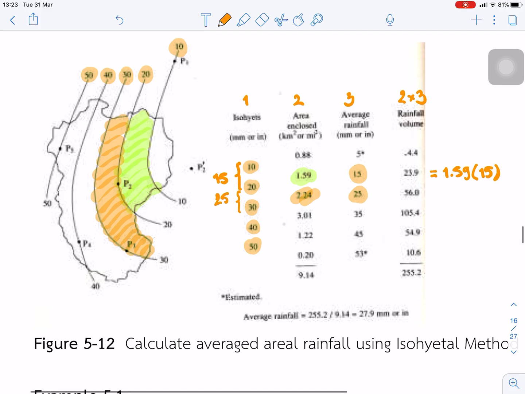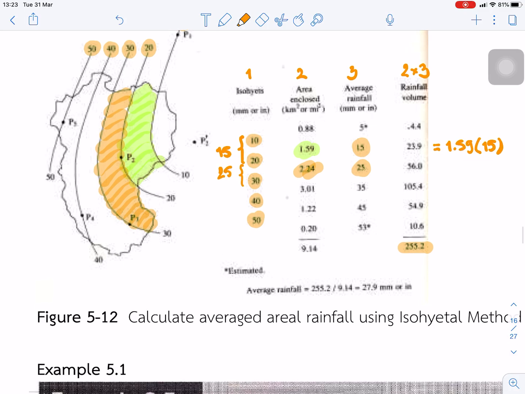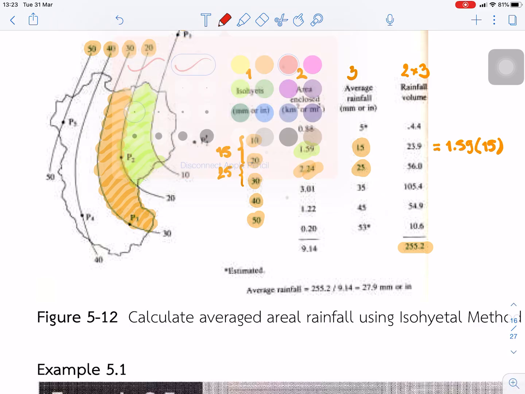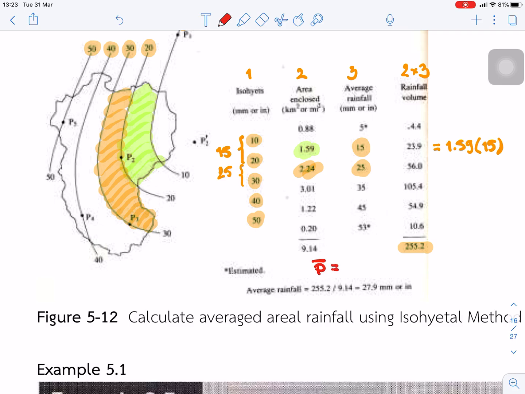And next, the summation for every iso-height, we got 255. And finally, we can estimate the P is equal to 255.2 divided by the whole area, equal to 27.9 millimeter.